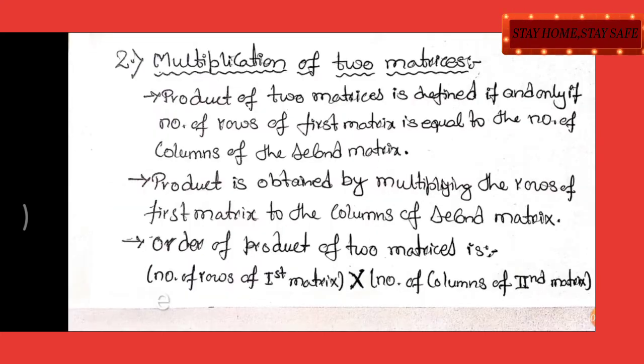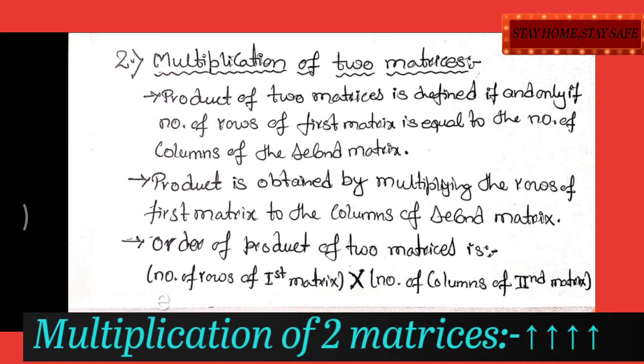Okay. So next in line we have multiplication of two matrices. Multiplication of two matrices takes place in the following process. The product of two matrices is defined if and only if it satisfies this condition: the number of columns of the first matrix should be equal to the number of rows of the second matrix. It means that when we are given two matrices to multiply with each other, the number of rows of the first matrix should match the number of columns of the second matrix, or it can be reversed also.